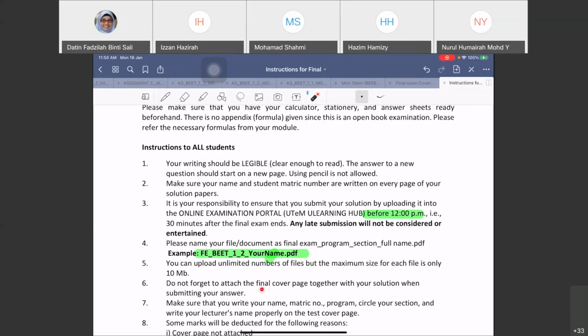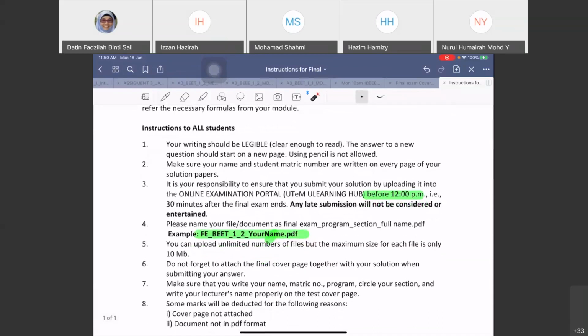Again, do not forget to attach the final exam cover page. The final exam cover page is a must, the one that I showed you just now. I'm going to upload this cover page, hopefully by tomorrow, as well as this instruction. This is to make sure that you write your name, matric number, program, etc.